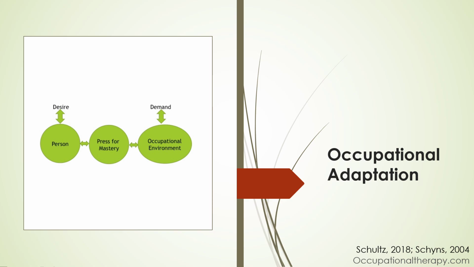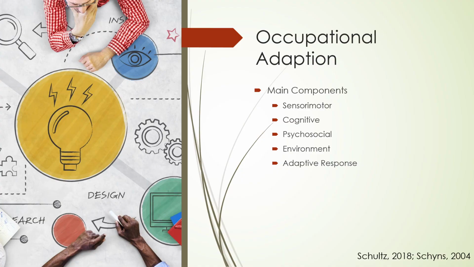So essentially, there's demands, there's desires, right? And there's a press for mastery, and everything interacts with the person and the occupational environment. The main three components that you really want to think about when it comes to the occupational adaptation model are the sensory motor, cognitive, and the psychosocial elements of this model. And these domains interact with the occupational environment. And this environment includes the physical, social, and also the cultural environment.